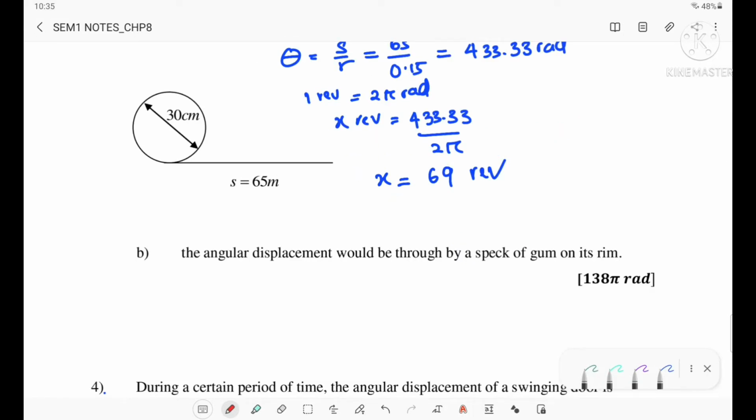Question B. The angular displacement traveled by a speck of gum on its ring. Actually, for this question, you need to calculate the theta. So the theta we already calculated in the first question. Then we get 433.33 radian, and you need to convert into pi radian. Instead, you need to divide by pi, and then the answer will be 138 pi radian.